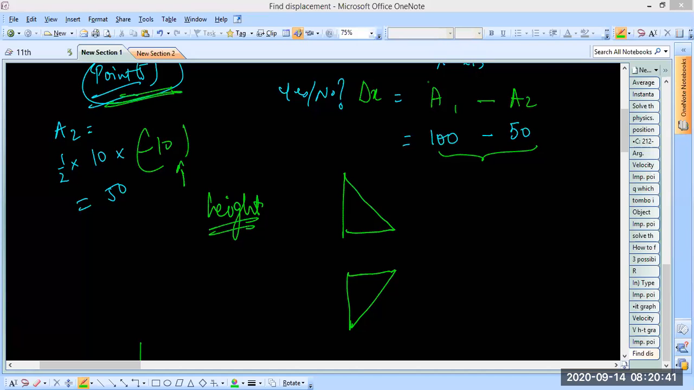You will get any other shape, and in such cases you will have to do a lot more maths. All right, this is the easiest case.